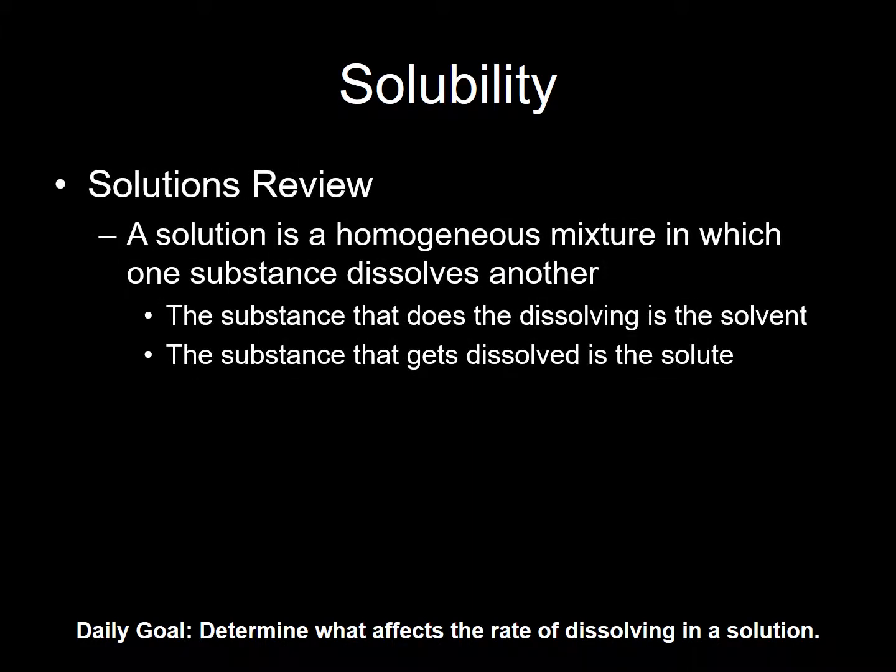So remember, we talked about this back in Unit 1. A solution is a homogeneous mixture in which one substance is dissolved in another. Recall that a homogeneous mixture is one that has the same chemical composition all the way through and looks the same all the way through. It is a physical combination of two or more substances, so those parts are evenly blended. The substance that does the dissolving is called the solvent, and the substance that gets dissolved is called the solute.